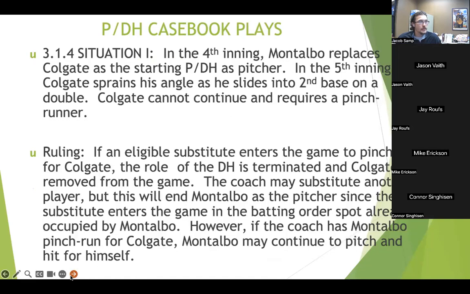Colgate is our player DH in this situation. The player DH sprains his ankle and cannot continue and requires a pinch runner. Because a pinch runner has been entered, we're going to terminate the player DH rule. But the pitcher that was inserted for Colgate may hit.